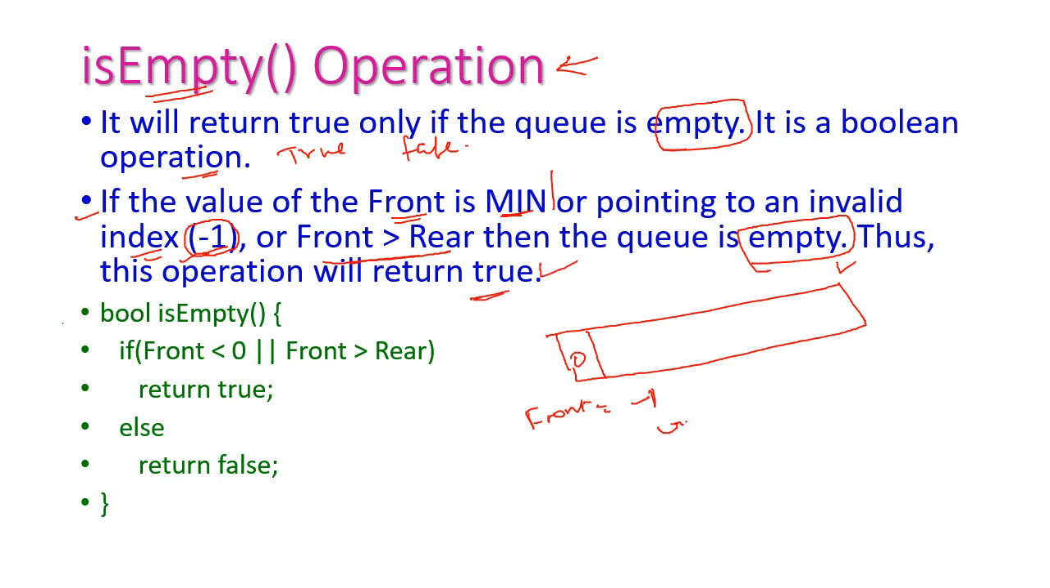And this is the pseudocode for the isEmpty function. The return type is bool. In the isEmpty function, if front is less than 0, or front is greater than rear, then it will return true. Otherwise, it will return false, which means some items are there in the queue, right? So this is the empty operation.